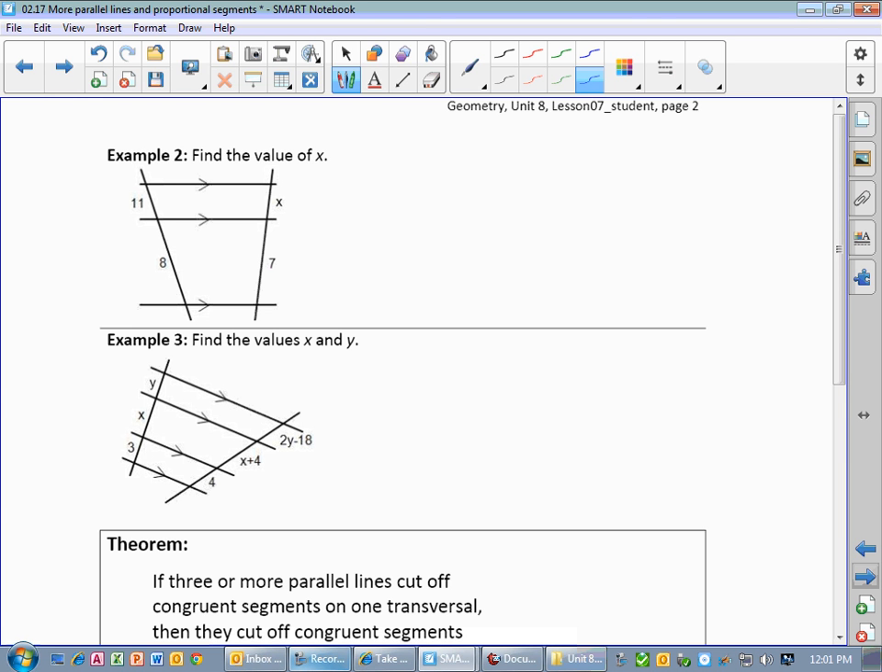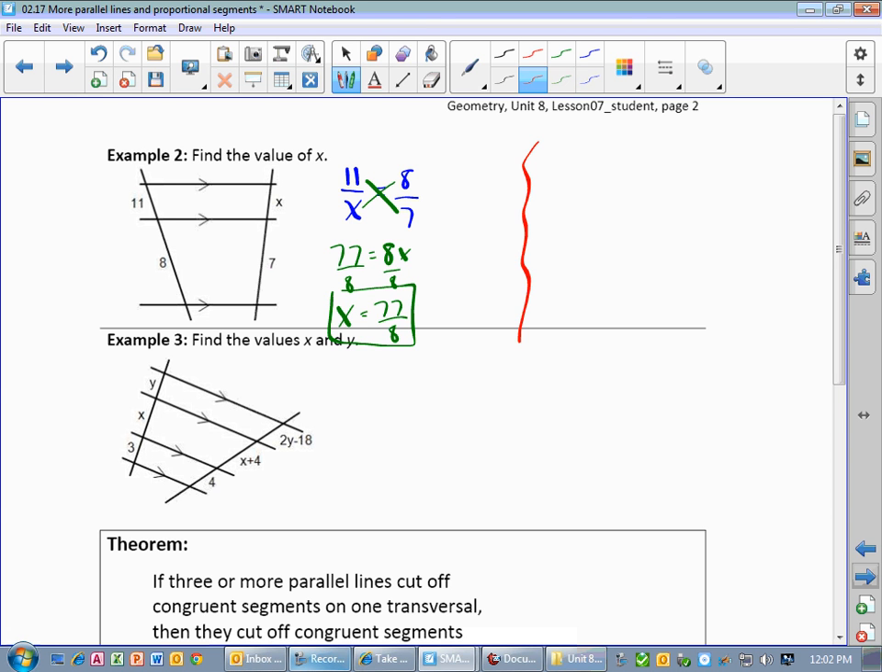So one way we can say is, well, the ratio of 11 to x must equal the ratio of 8 to 7. Right, so I did the ratio of this to this equals the ratio of this to this. So cross multiply. We get 77 equals 8x. Divide both sides by 8, so x is 77 over 8. And we can leave it as a fraction, or we can write a decimal, it doesn't matter.